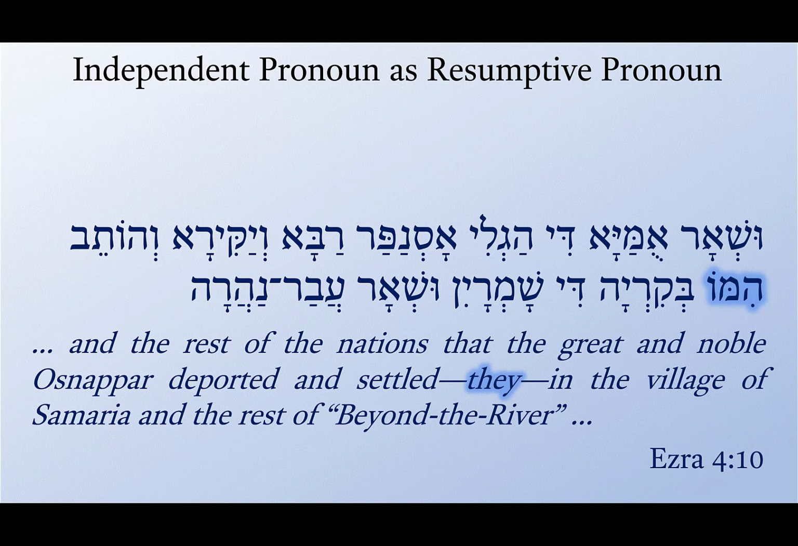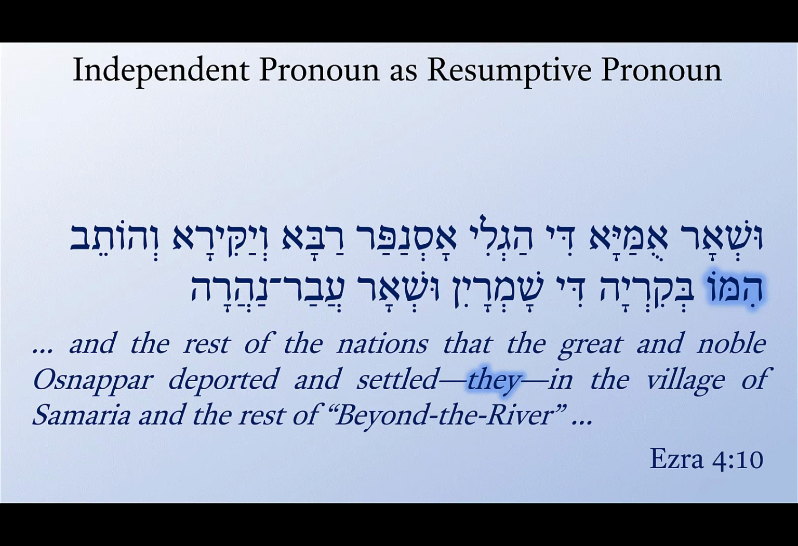So in Ezra 4:10, "and the rest of the nations that the great and noble Osnappar deported and settled, they, in the village of Samaria and the rest of beyond the river." So there's this big list that has gone from the previous verse into this one of all the people incorporated under this rubric, "they." So the "they" in Ezra 4:10 is serving in this resumptive way of just gathering all that information in one word before moving on as to who all those people included in the "they" are and what they're doing.